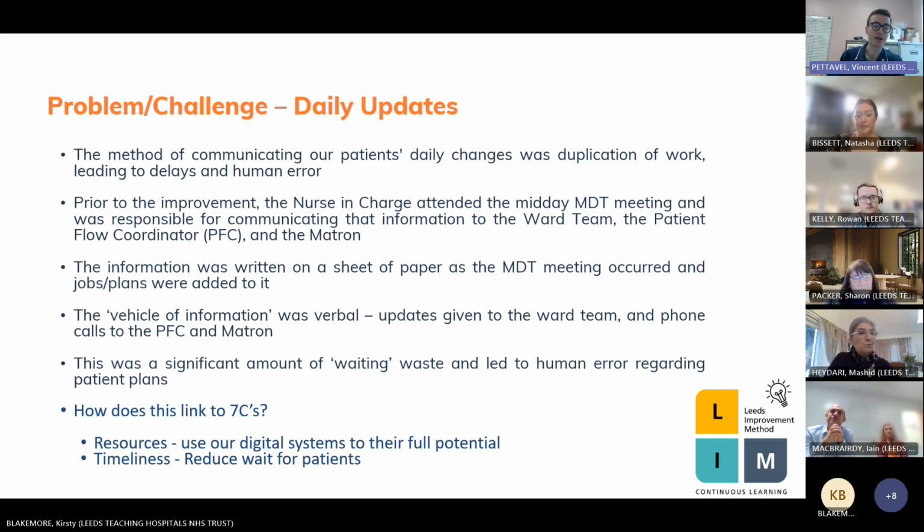However, we did have a lot of human error and information bleed, for want of a better term, i.e. things would go wrong, miscommunications would happen, and sometimes the wrong information would end up being written down on a sheet of paper somewhere. Linking to the 7 Cs, we wanted to make sure that we're using our resources and digital systems to their full potential and reduce our wait for patients.